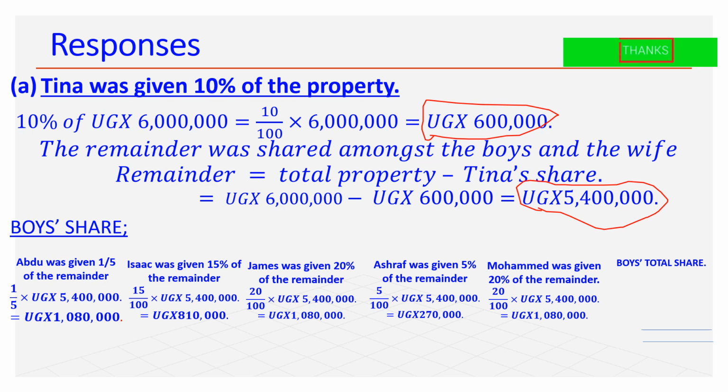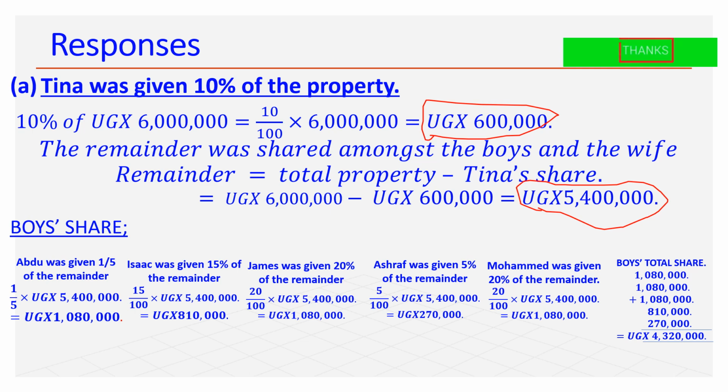So to get the total money that was shared amongst the boys, we just need to add up this money. Let's add. We have 1,080,000 3 times, and then we have 81,000, and then 270,000. The total gives us Uganda shillings 4,320,000. So that is the total money that was shared amongst the boys.